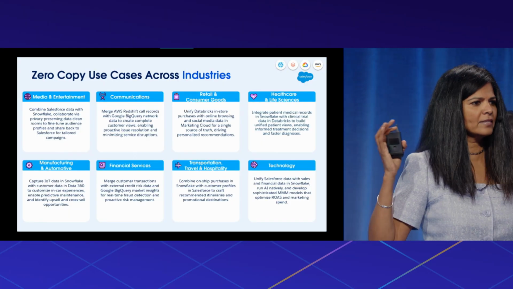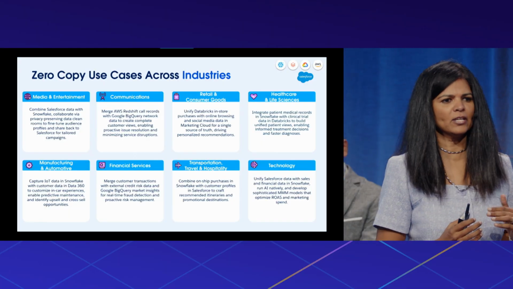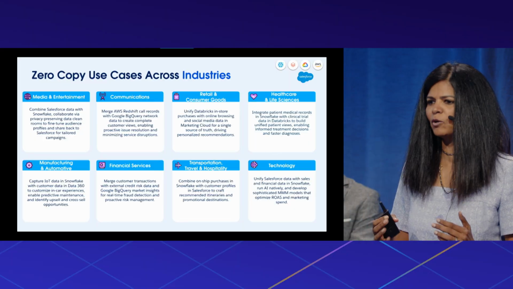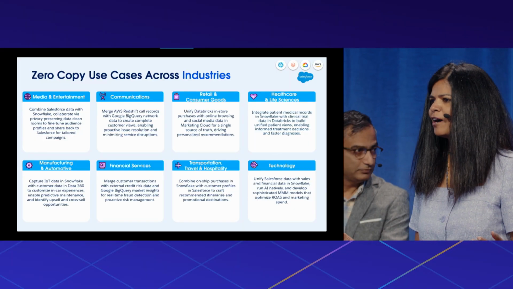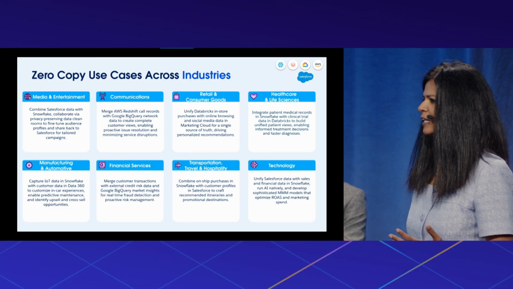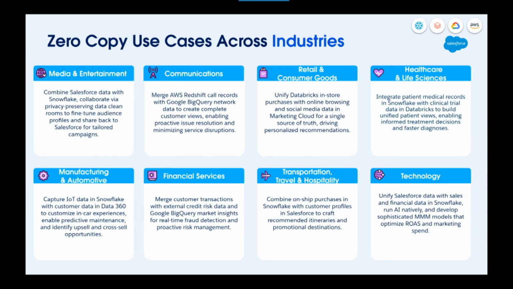This is some use cases across many industries, but I'm going to talk about a use case that we're all very familiar with. Everybody drives a car. We see all that data coming in, the IoT data from your vehicle telemetry, landing in Snowflake, and then being used to personalize experiences for you using zero copy with Data 360. Again, that's a very simple use case that we can relate to.